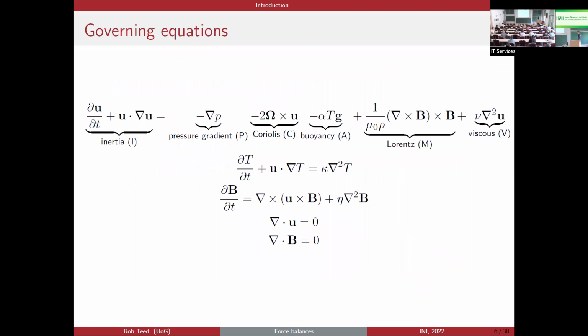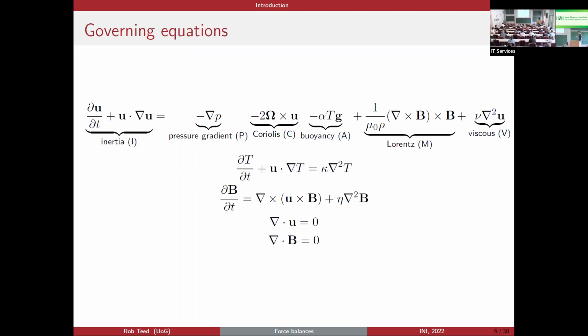So governing equations, I don't have much to say about them. I'm sure everyone in the room is familiar with such things. I've picked out the particular forces because I'm going to be talking about force balances. So inertia, the pressure gradient, Coriolis force, buoyancy, which we have a symbol A for Archimedean, Lorentz force, and viscous force. And then we have the temperature equation, induction equation, solenoidal conditions on U and B.